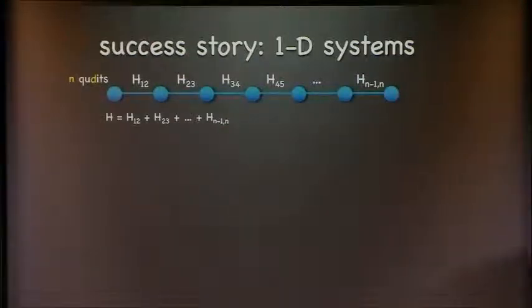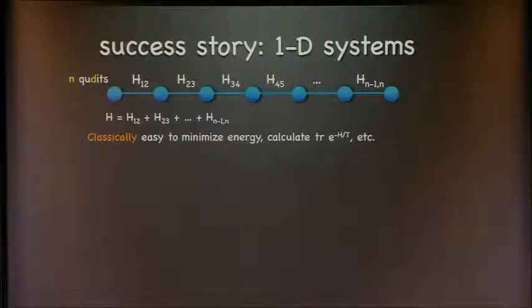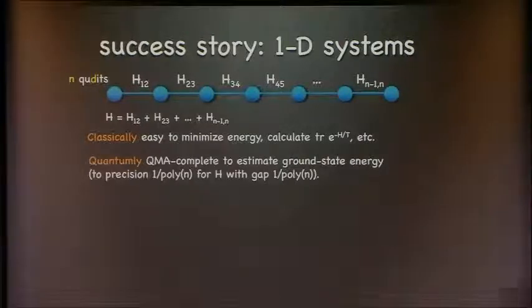Another example, which I will not spend too much time on because it's been in a large fraction of the previous talks, are one-dimensional systems. And we think these should be easy quantumly, or at least we thought they should be, because classically they're so easy. Classically, everything you can think of for these systems is easy. Minimizing energy is easy, calculating the partition function is easy, sampling from the thermal distribution is easy. Whatever you like, you can do on a classical computer, if this is a classical Hamiltonian.